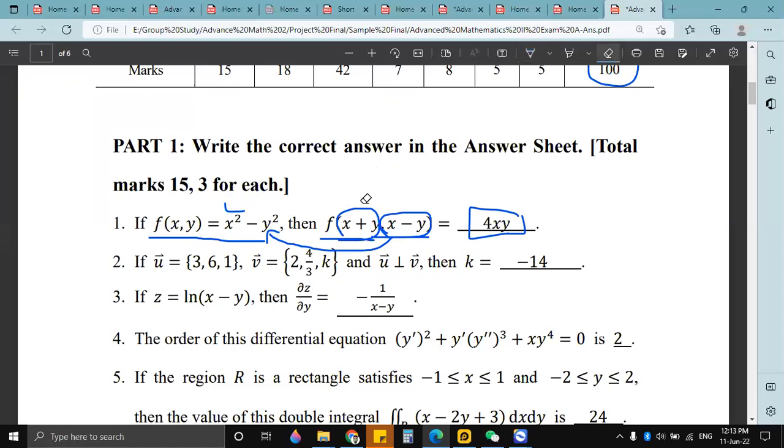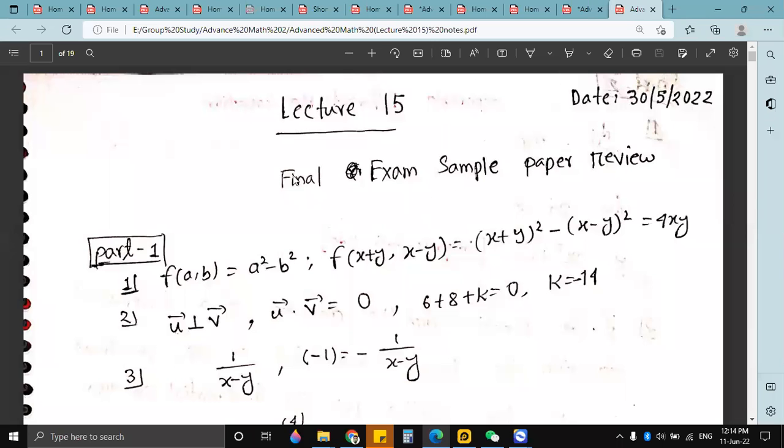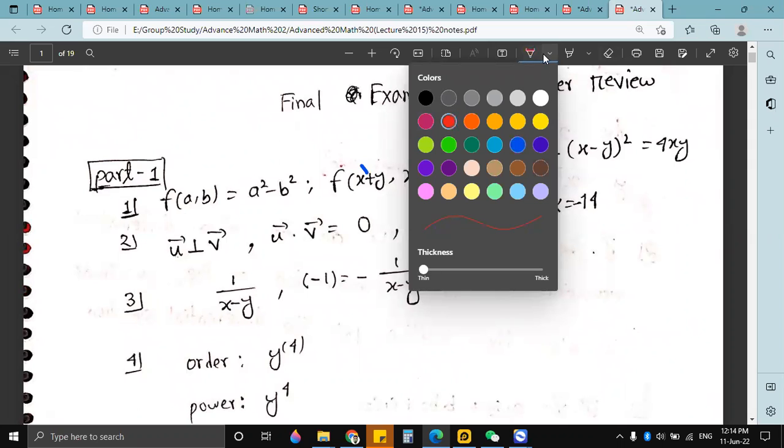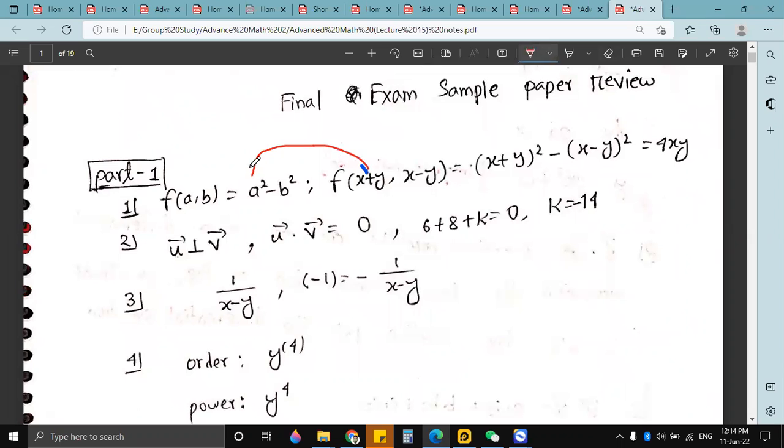So if I put it here, let me open another file. So as you can see here, we just write down x plus y instead of a, and then we write down x minus y instead of b. Okay. And then we got x plus y whole squared minus x minus y whole squared. So this is a formula that is 4xy.